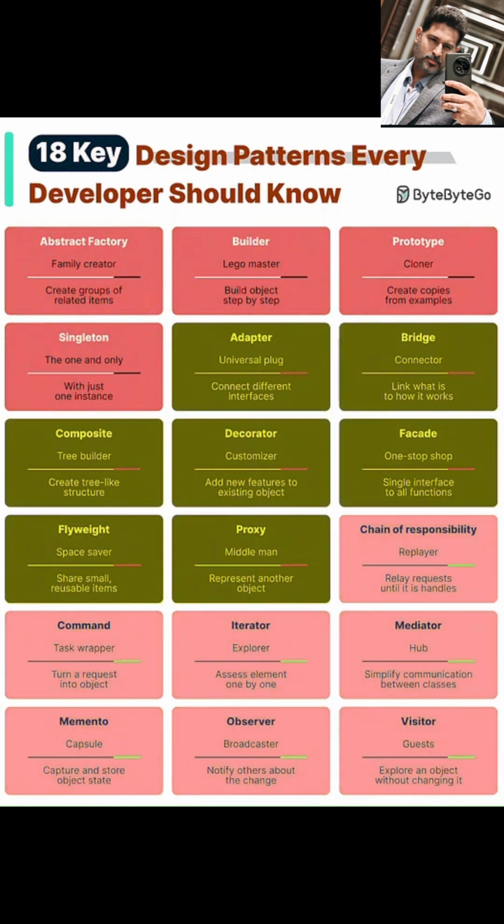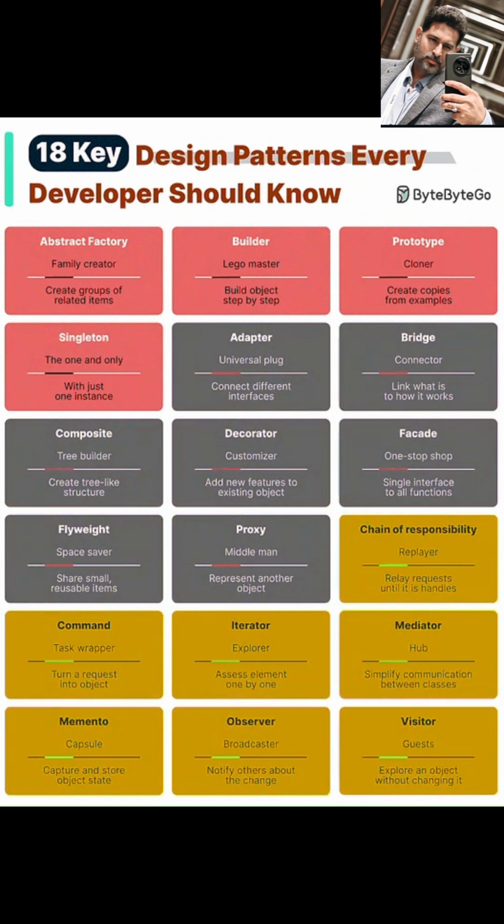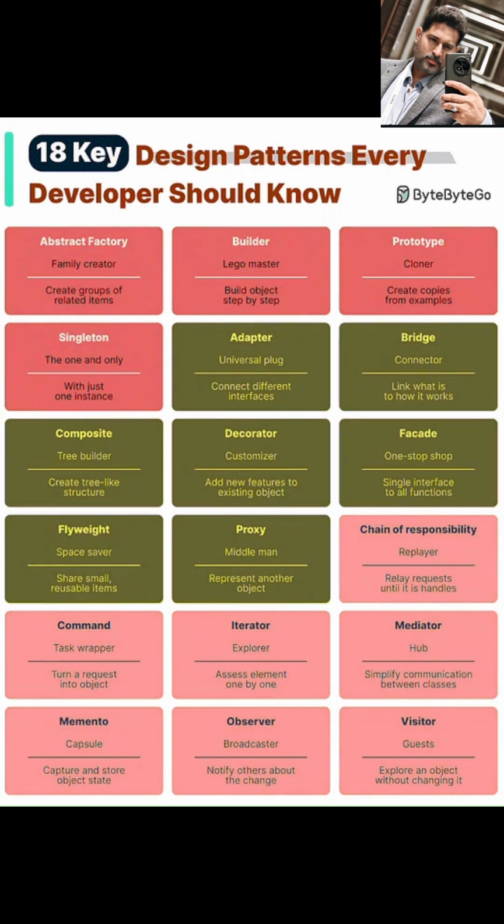Next up is the observer, the broadcaster. This pattern defines a one-to-many dependency between objects so that when one object changes state, all its dependents are notified and updated automatically. Think of subscribing to a newsletter, you get updates whenever the publisher has new content.